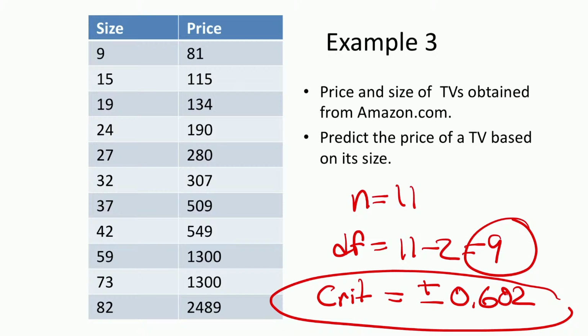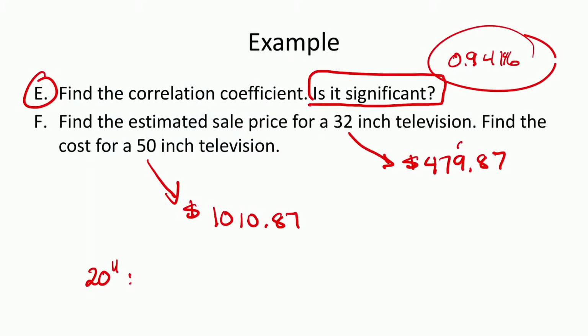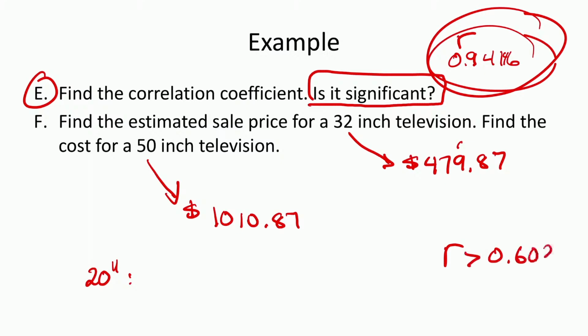And so in this case, my R is this, and R is actually bigger than 0.602, which was the critical value. And so this is significant. It does pass the test.